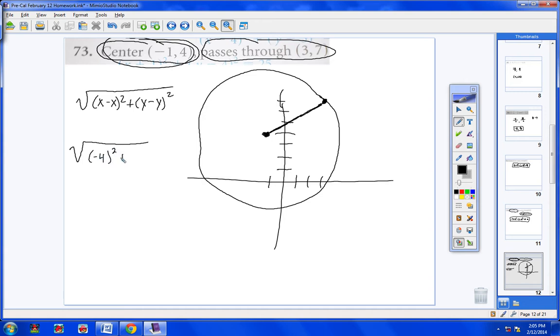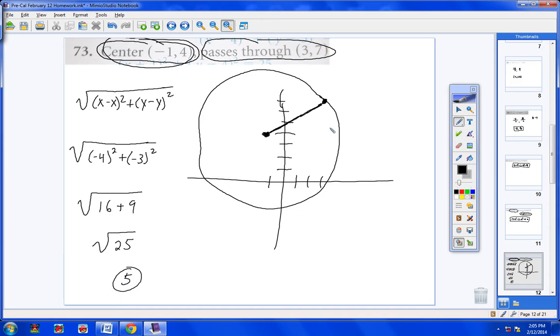That's from subtracting your 2 x's. If you subtract your 2 y's, 4 minus 7, you will get a negative 3 squared. If you square a negative 4, you get a 16. If you square a negative 3, you get a 9. If you add those two together, you will get 25. And if you take the square root of that, you will get 5.